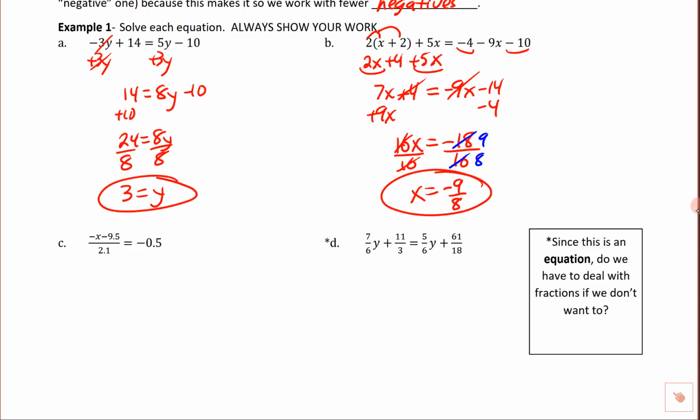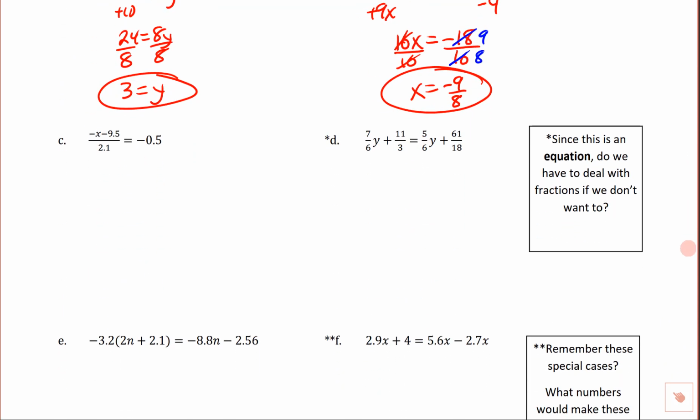So I'm going to slide down here, take a look at these other guys. So we've got some decimals on this one, so that's going to create a little bit of a problem here. Let's go ahead and get rid of that 2.1 here. So I'm going to multiply both sides by 2.1. Those are going to cancel. I've got a negative x minus a 9.5 here. I do have to grab a calculator for this one. In fact, we've got a couple we're going to use a calculator for.